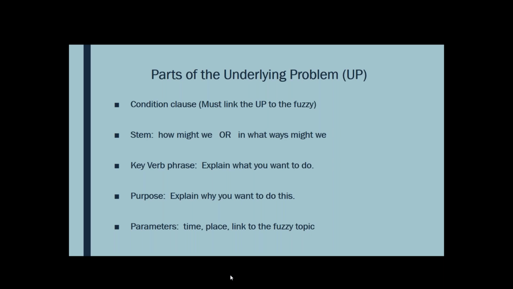The key verb phrase explains what it is you want to do. That comes from the charge. The purpose explains why you want to do this. And finally, you need to include the parameters that apply to this particular future scene, the time, the place, and you must link it to the topic.